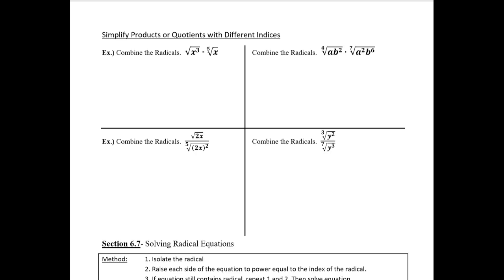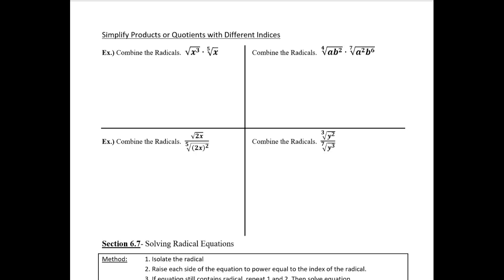So you might not have directions that say to use rational exponents. It might just say combine the radicals or simplify the radicals or something like that. And you have to know that if they're different indices, you need to change it into a rational exponent. If they have the same index, like a square root times a square root, that's fine. Just multiply everything underneath together. But if it's a different index, you must change it to a rational exponent.